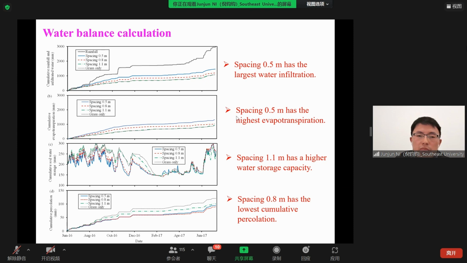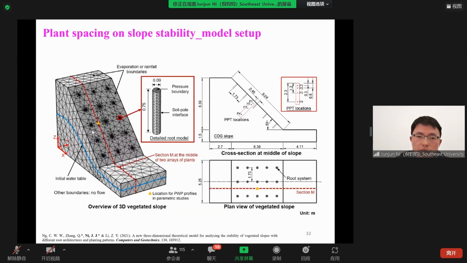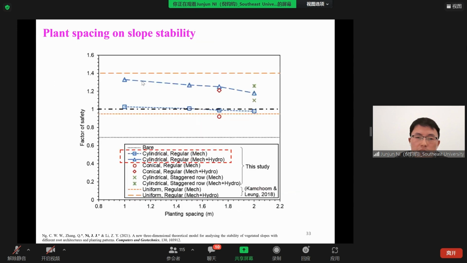And we also carried out some work on the mechanical reinforcement of plant roots on slope stability, also considering spacing effects, using COMSOL and CW. This is the result. We can see the mechanical and hydrological effects, with plant spacing on the horizontal axis, also have effects on the factor of safety. If you're interested, I put all those references at the bottom of each slide. You can look at those papers.